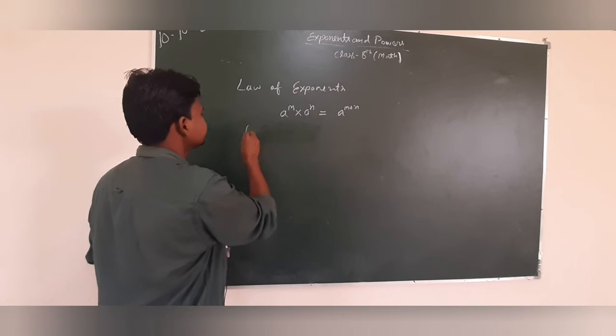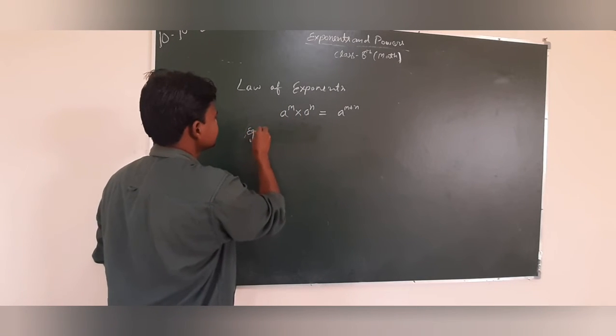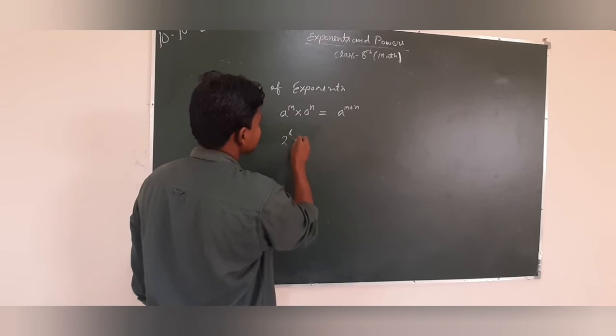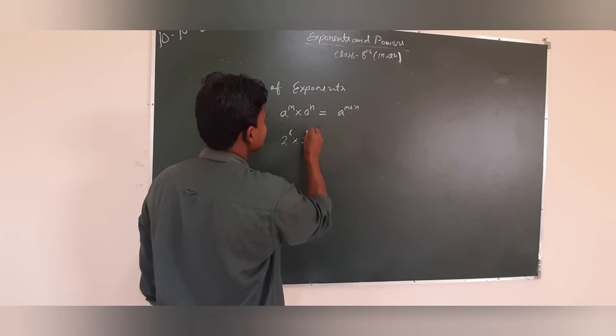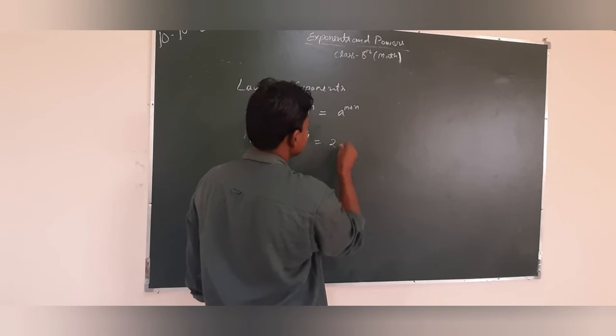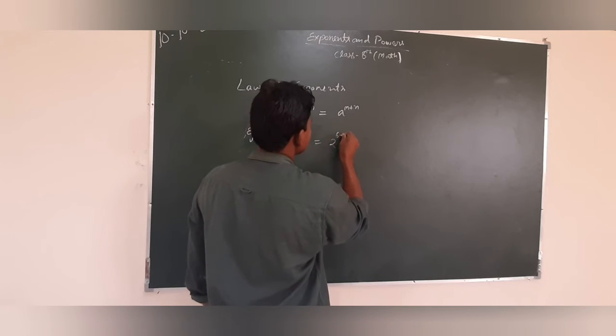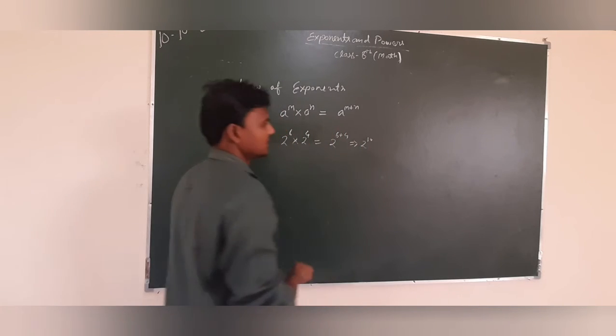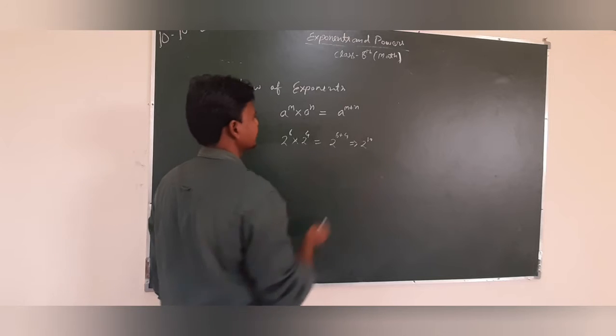For example, 2 to the power 6 into 2 to the power 4. Here 2 and 2 are the same. That means we can write 2 to the power 6 plus 4, that implies 2 to the power 10. Both have the same value.